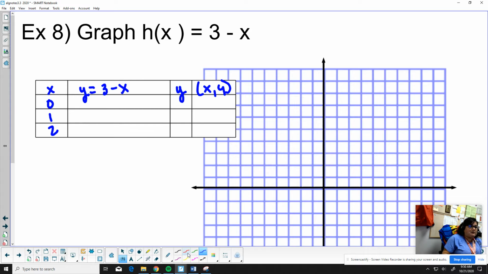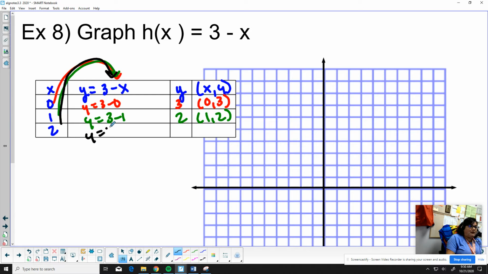If I take my 0 and plug it in for x, this would be y equals 3 minus 0, which is 3. So (0, 3) is my first point. If I take my 1 and plug it in, y equals 3 minus 1, which we all know is 2. So (1, 2). And if I take the 2 and plug it in for x, y equals 3 minus 2, which is 1. So (2, 1). Now I can graph it.